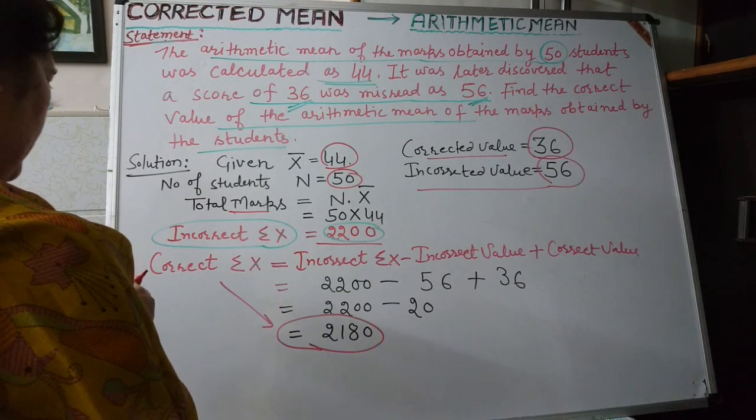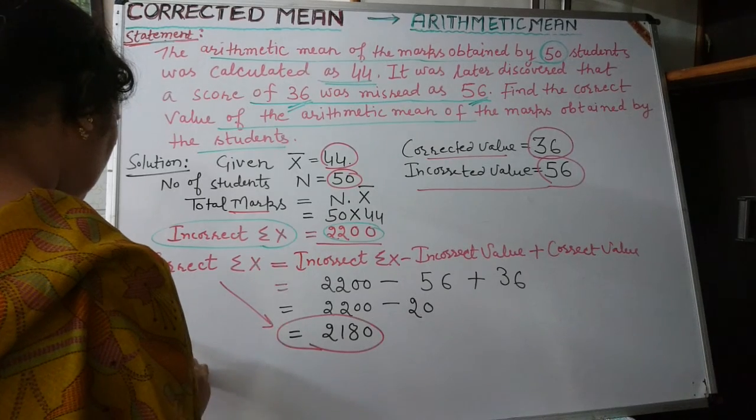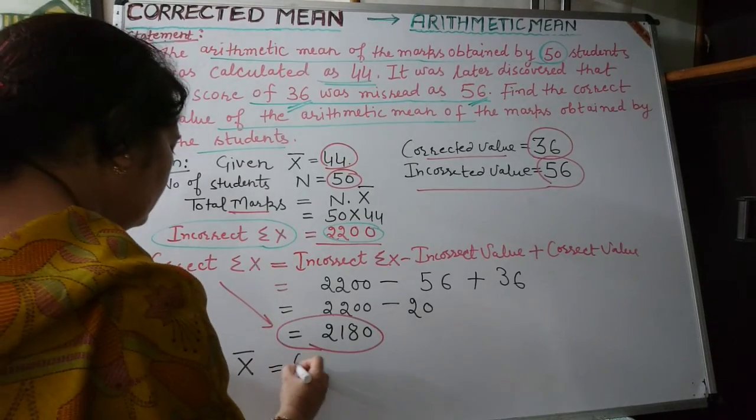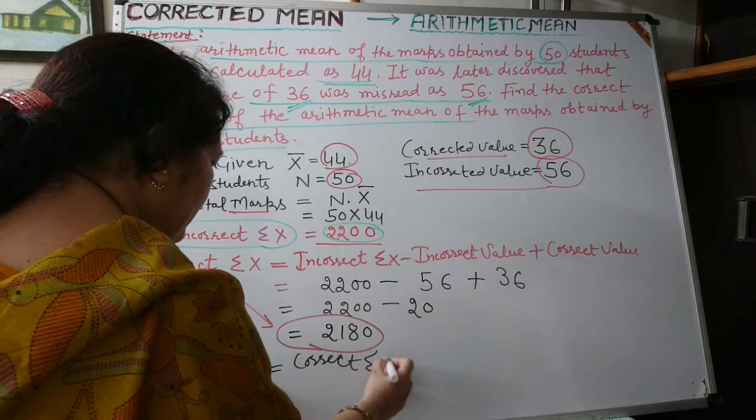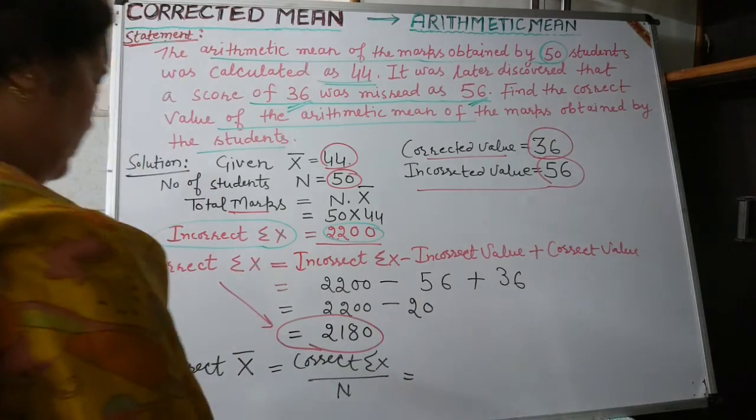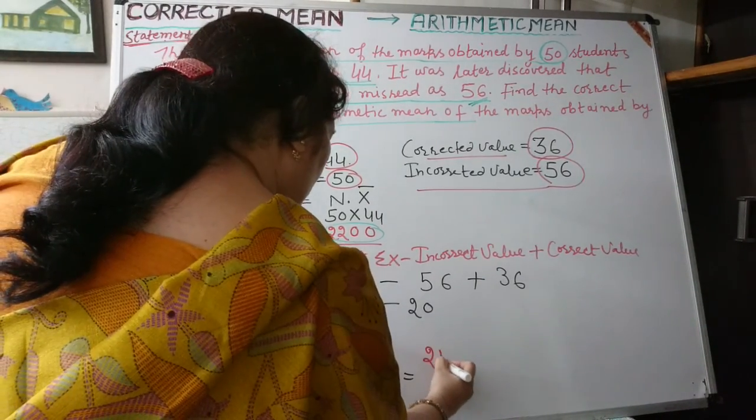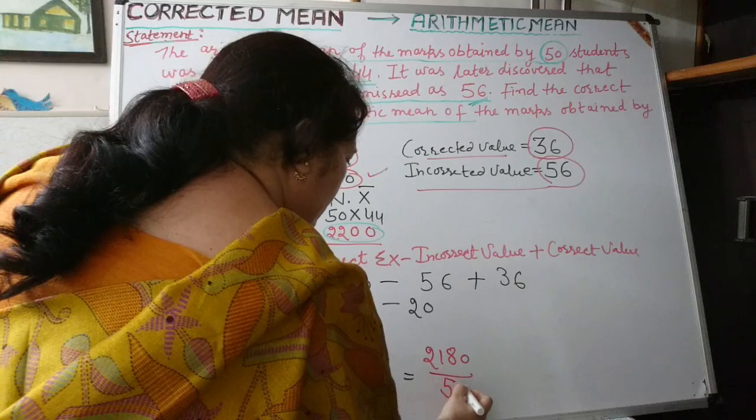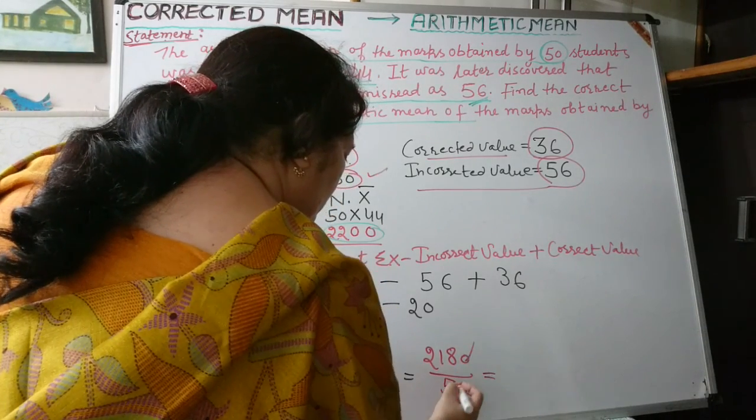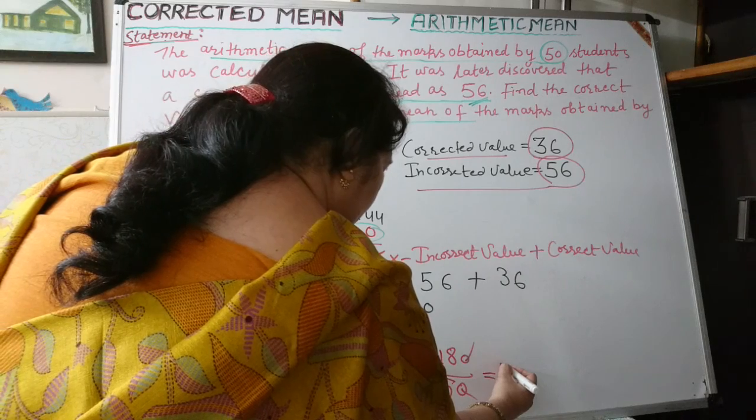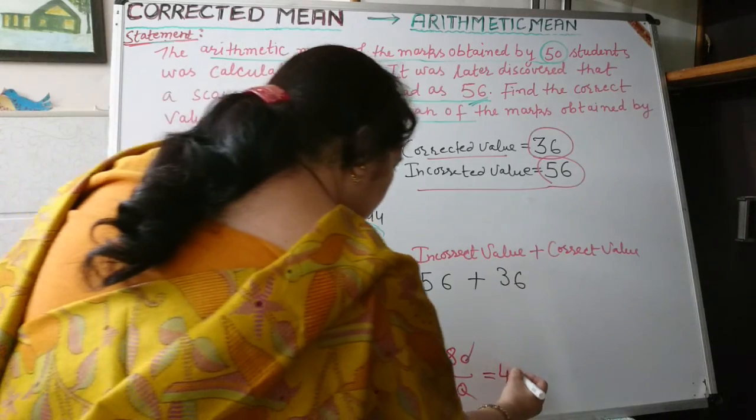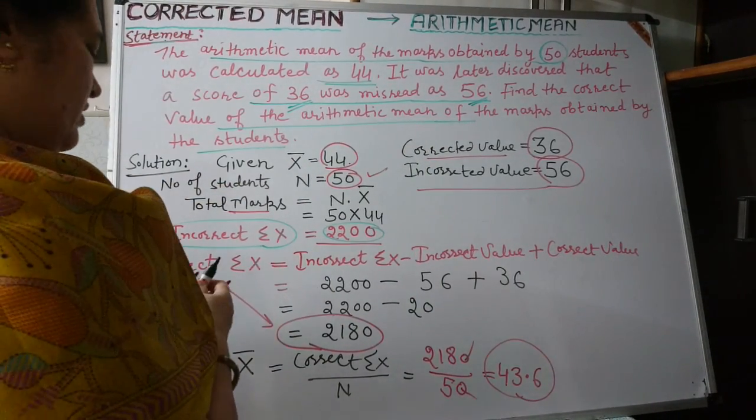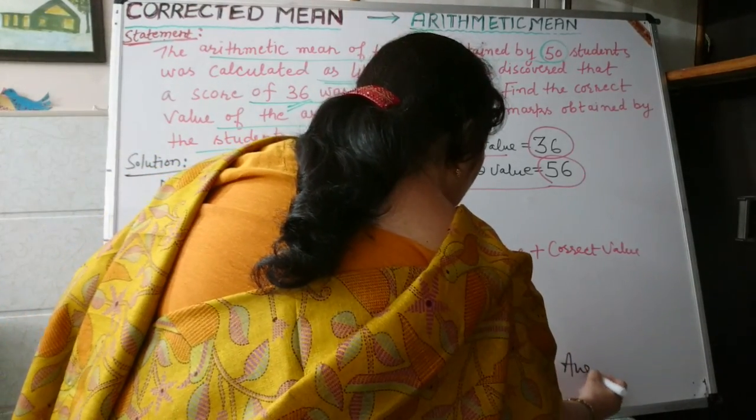Now let us see what the correct x bar is. Correct x bar is equal to correct sigma x divided by n, that is 2180 and the total number of students is 50. Cutting the zeros, this will be 43.6. This is the corrected arithmetic mean, and this is the answer.